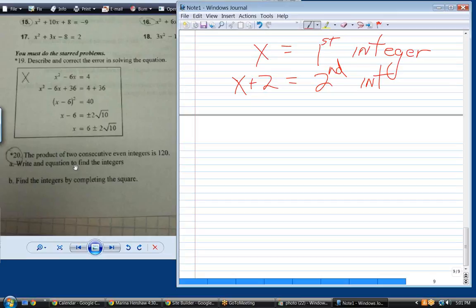So write an equation. She misspelled an. I can't help but point that out.